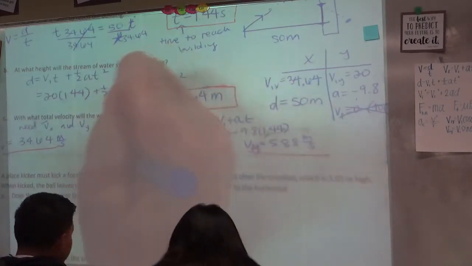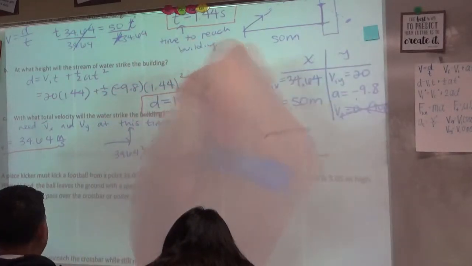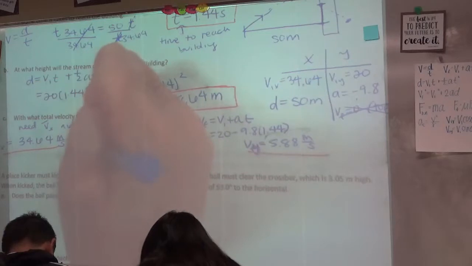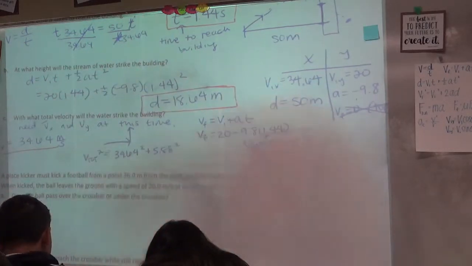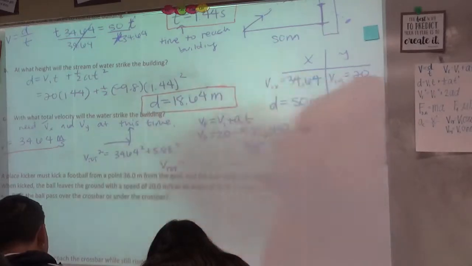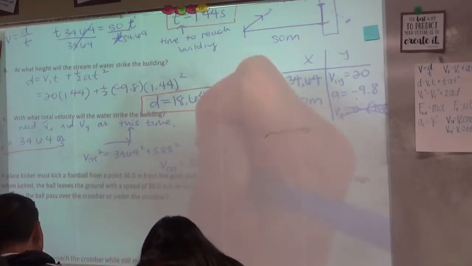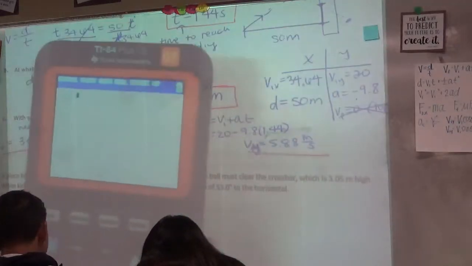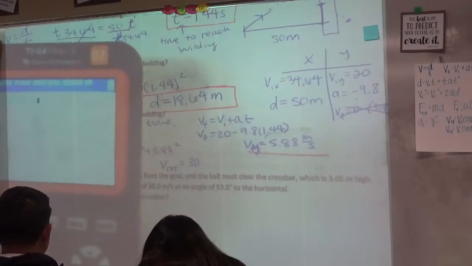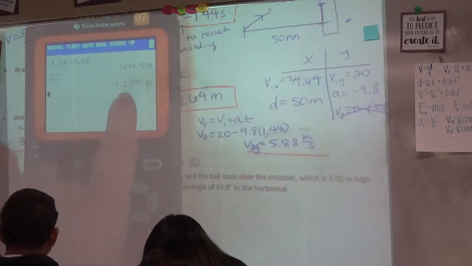Right, so we do 34.64 squared plus 5.88 squared, and then what is your last step you need to remember to do here? Square root, because that's what V total is. So what did you get for V total? 30 point what? 35. Okay. 34.64 squared plus 5.88 squared, and then square root, you get 35.14?